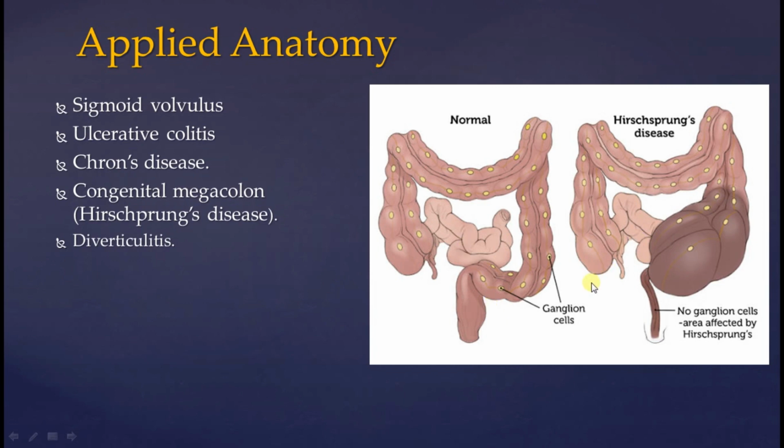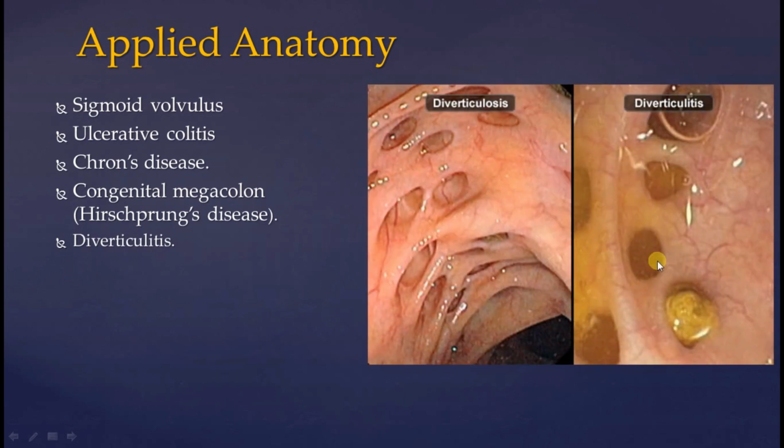Then you have diverticulitis or diverticulosis, which are small pockets mainly formed due to pressure from the passage of fecal matter or gas. It might lead to diverticulitis or diverticulosis. As I told you, there are perforations or small openings along the colon. So that is about the applied anatomy of the gut, the large intestine.